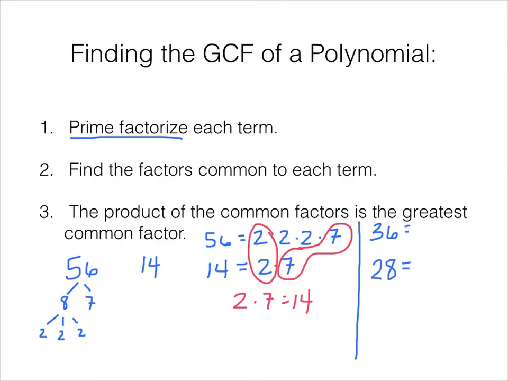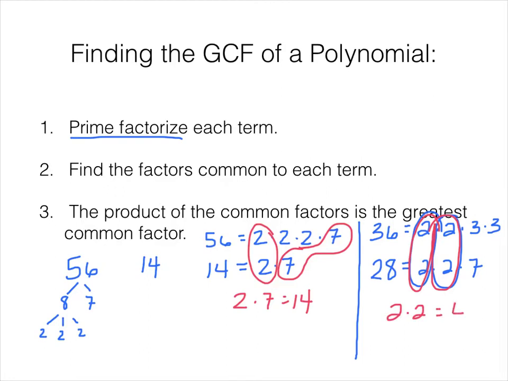Take a second and prime factorize them. Okay, 36 is 6 times 6, and 6 is 2 times 3. So 36 is 2 times 2 times 3 times 3. That way you have 2 times 2, 4. So 2 times 2 is 4, times 3 is 12, times 3 is 36. How about 28? 28 is 4 times 7. 4 is 2 times 2, and then you have times 7. Common factors are 2 and 2. So that means we're looking at 2 times 2 for our GCF, 4.